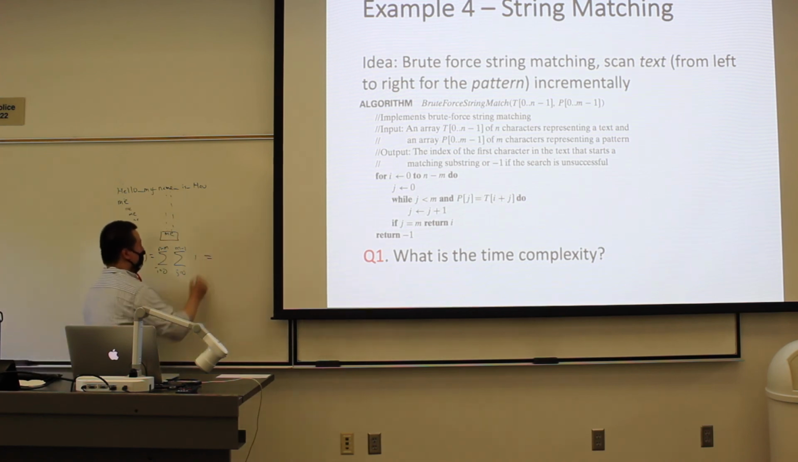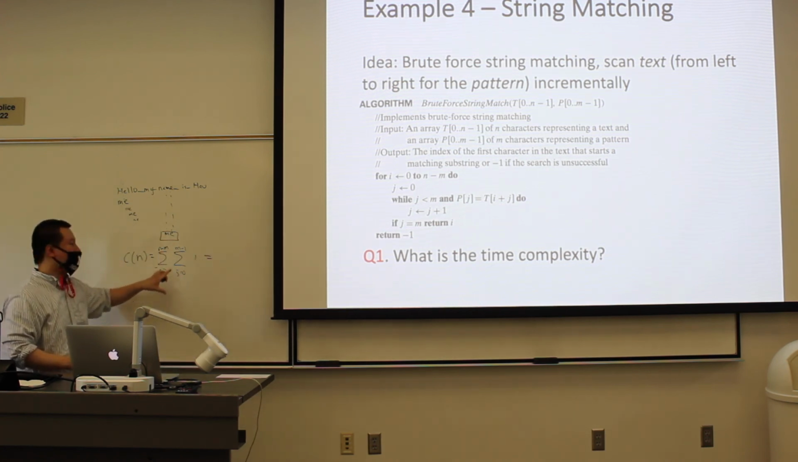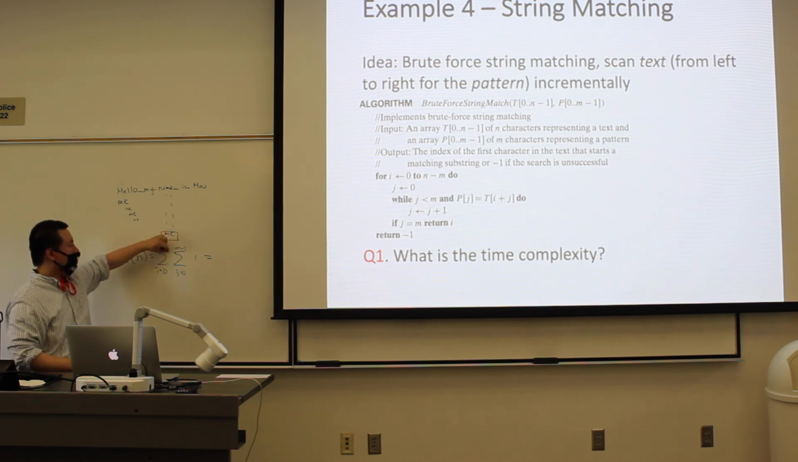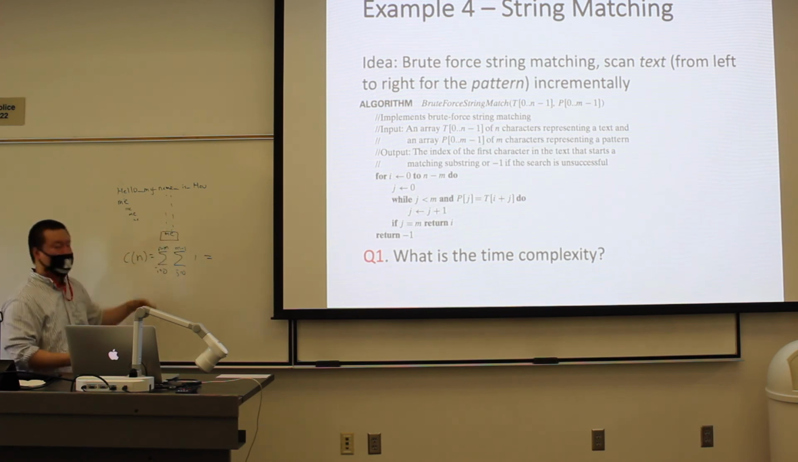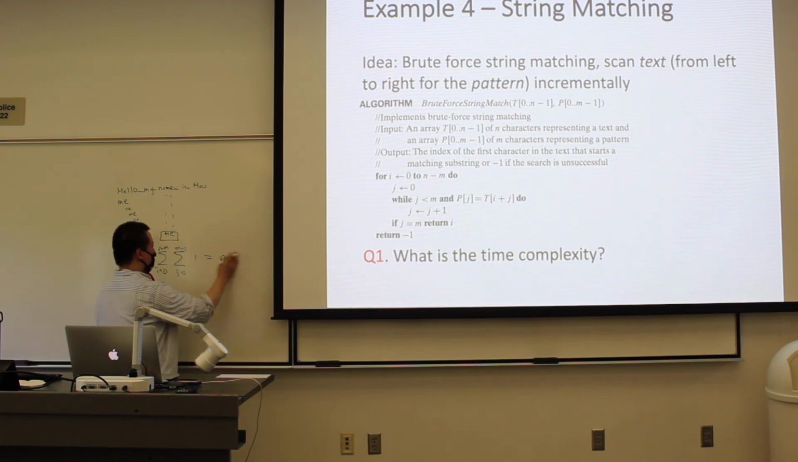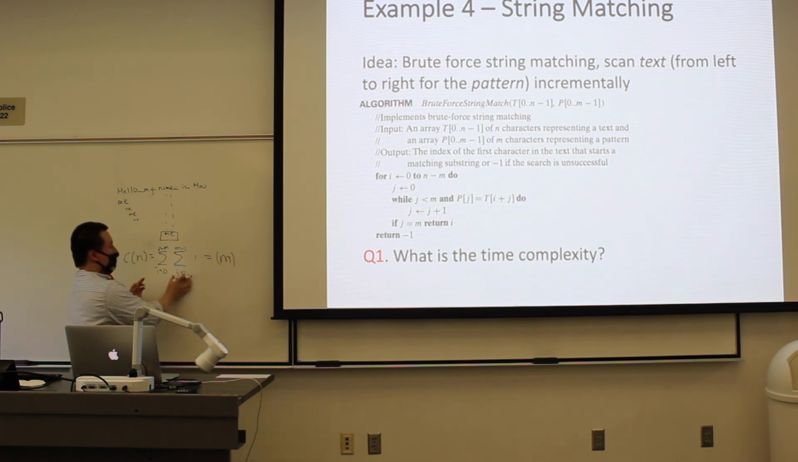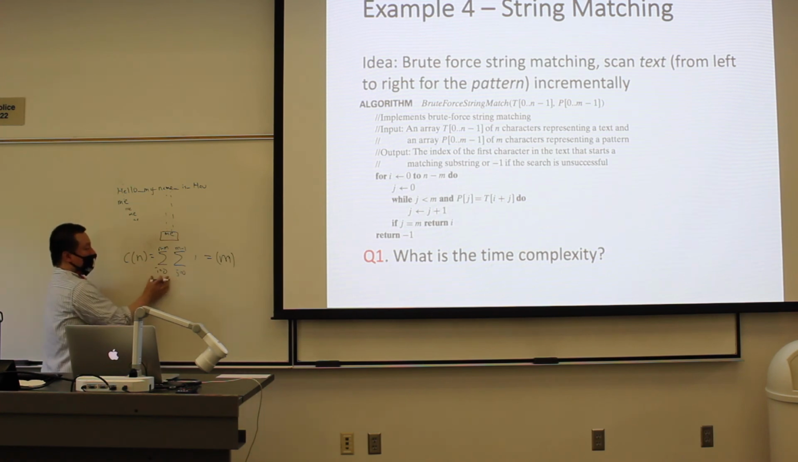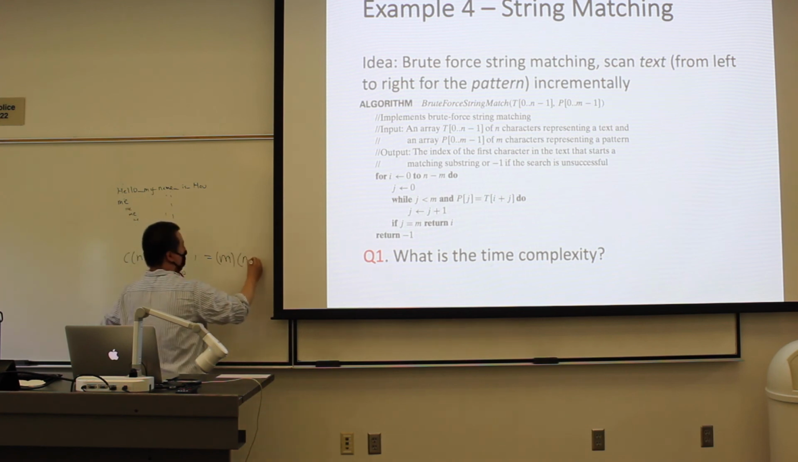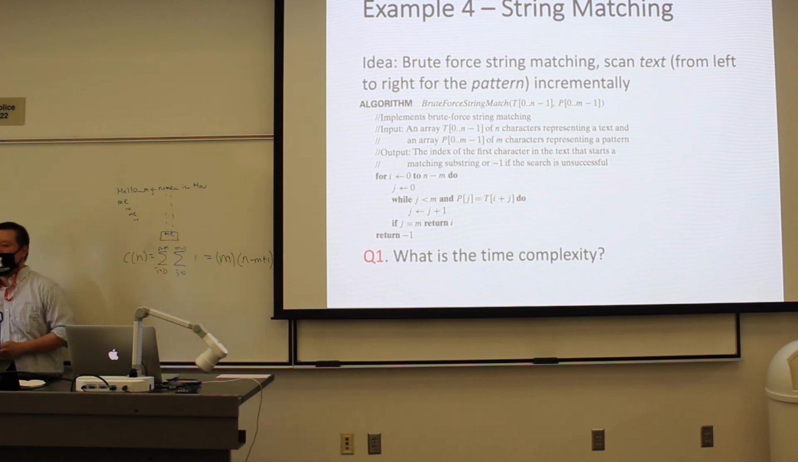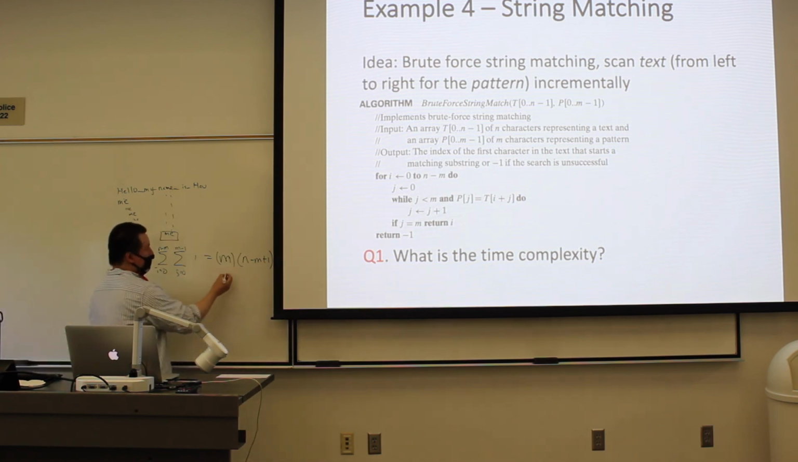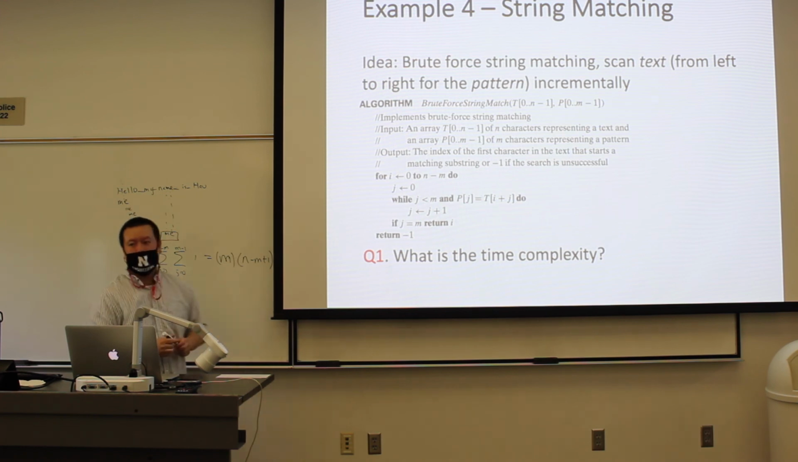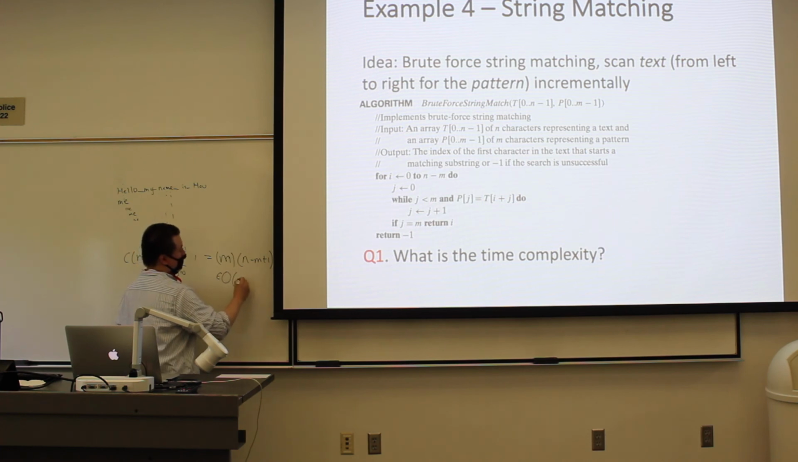And this is relatively easy to solve because we have n minus m minus 0 plus 1 in the first sum, and this guy is going to give us m. So we're going to have m times n minus m plus 1. But at the end of the day, this would be roughly m times n. Big O of m times n.